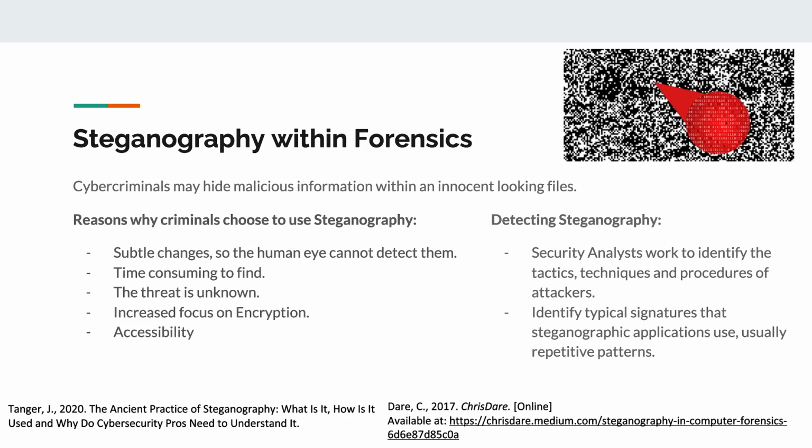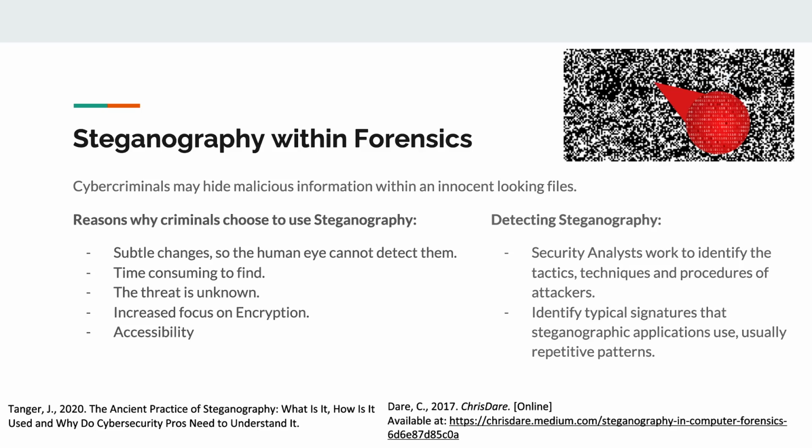So the reason why criminals will use this is so that they can hide malicious information within an innocent-looking file, and because the changes are so subtle, they can't be detected by the human eye. Steganography is also good because it's very time-consuming for machines to scan every image for hidden data, and also, as the threat's unknown, machines and investigators will not know what they're searching for either, so it will also take them a longer time.